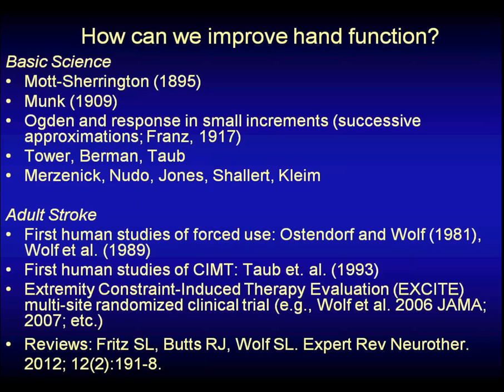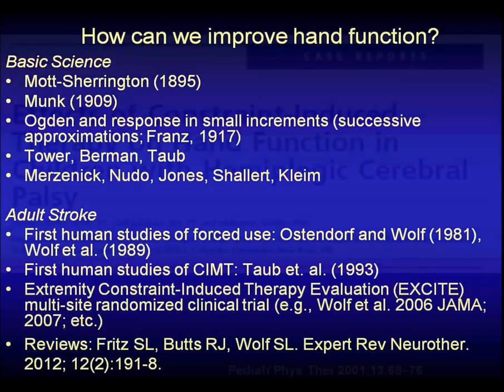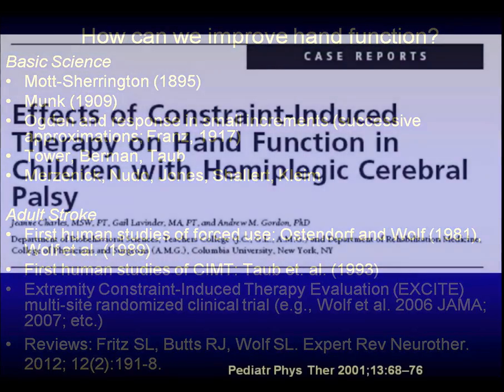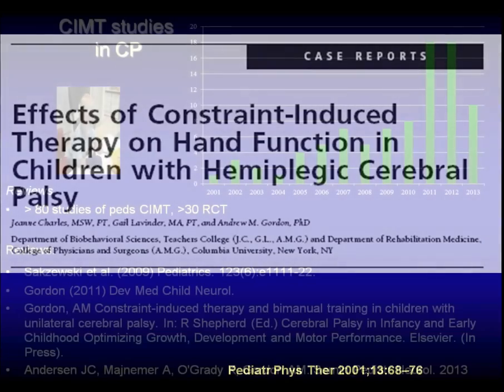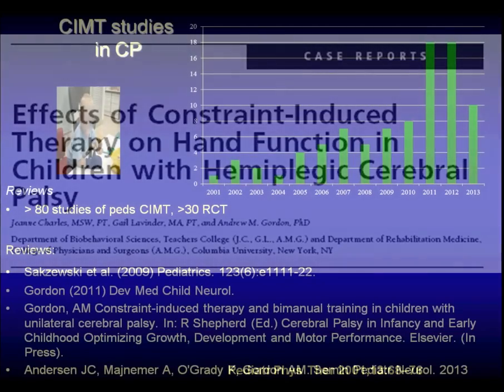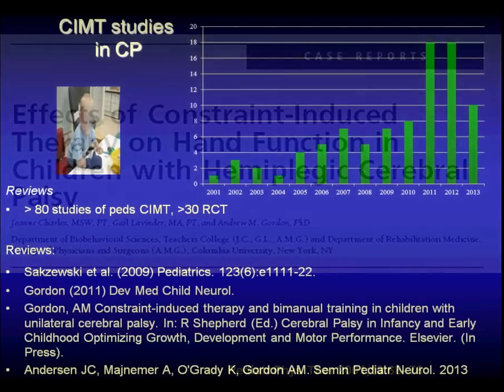This was tested about 6-7 years ago now in one of the two first multi-site randomized trials in rehabilitation by Steve Wolf and his colleagues, basically showing good success in adults with hemiplegia. So as Annette mentioned, using this basis, we did a series of case studies more than 10 years ago, basically looking at whether a modified form of constraint therapy that's child-friendly can be used in this population.